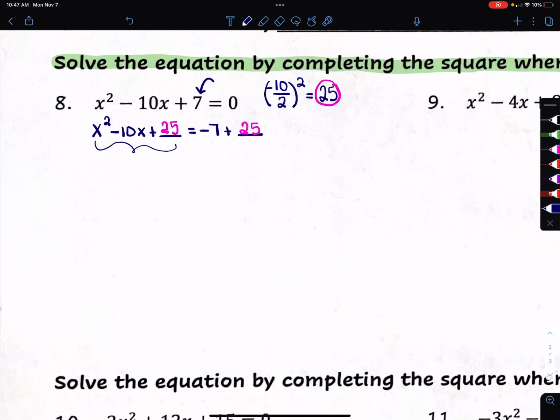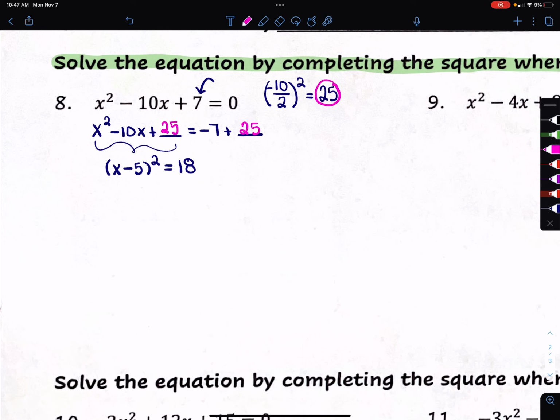So now we can factor that. Okay, so x squared minus 10x plus 25 factors to x minus half of b, squared, is equal to 18. Now to solve this, we're going to use what we did in steps 4 and 5, as well as we practiced it in 6 and 7. But directly it's 4 and 5.